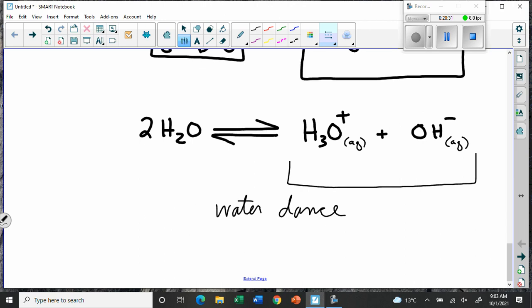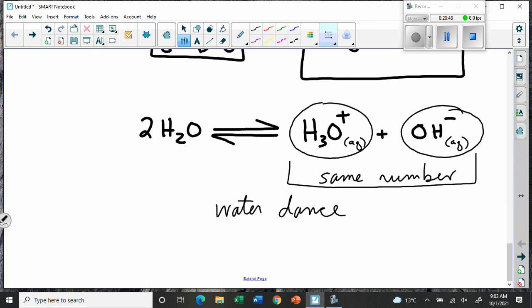Okay. Now, because this is the same number of each, that's the key. We say that the solution is neutral. We call it neutral because it's even Steven. There's no extra hydroniums or extra hydroxides. It's pretty much the same of each, right? Because for every water that breaks up, there's another one that joins back together, and you never get any buildup of any one or the other. That's what we mean by an equilibrium.